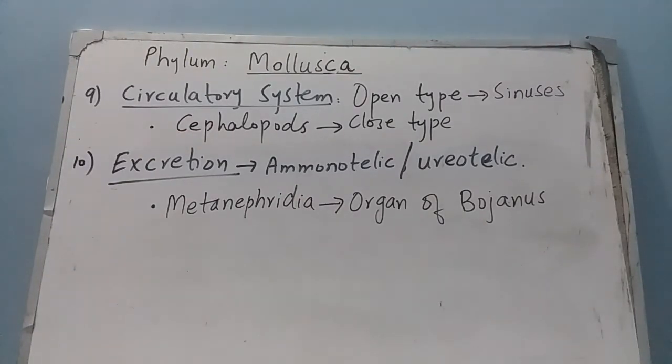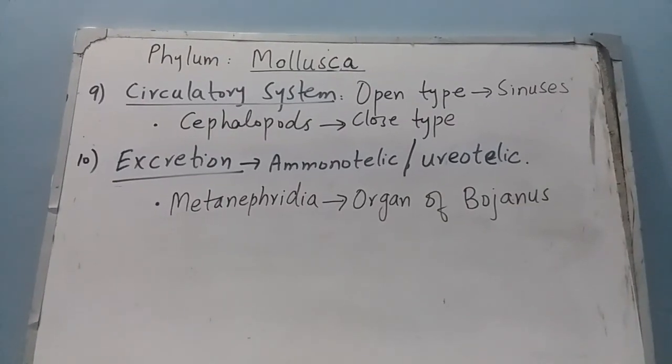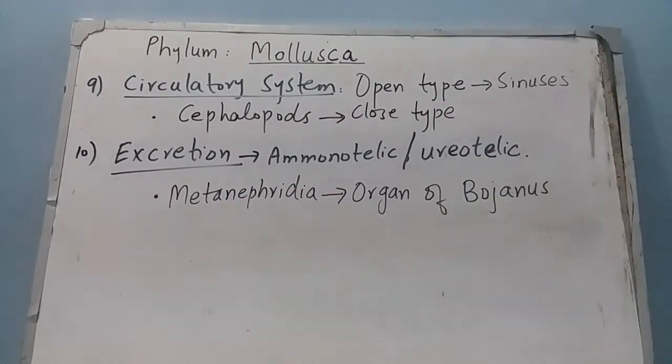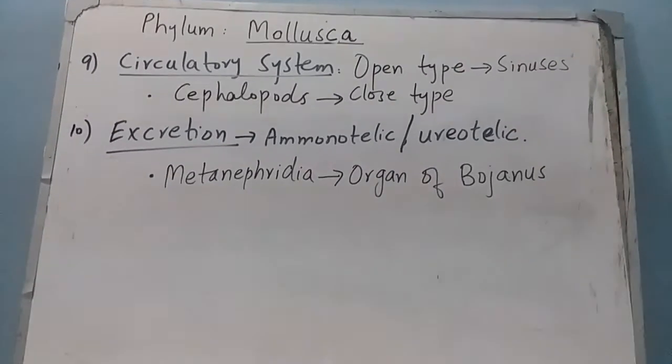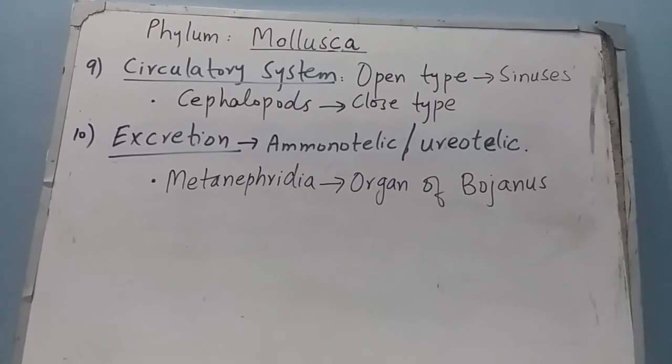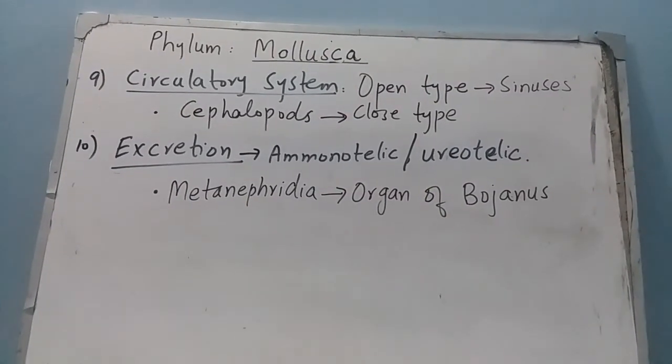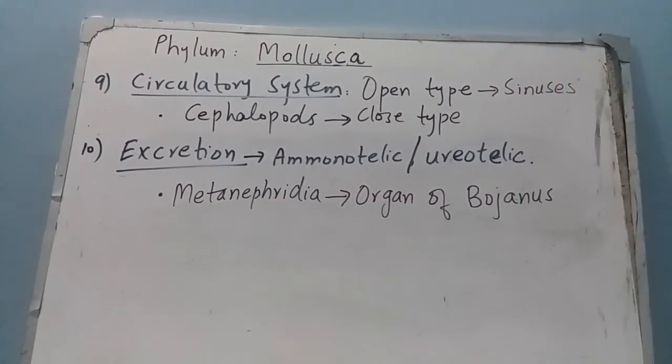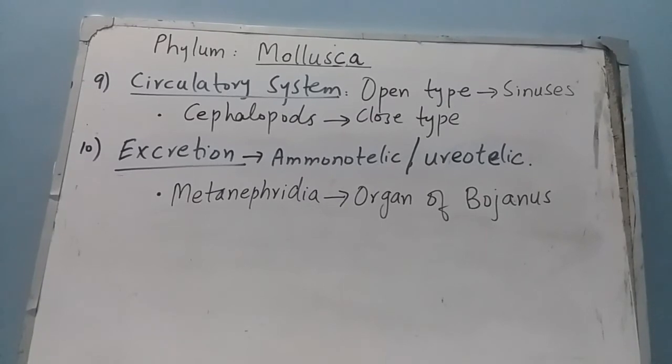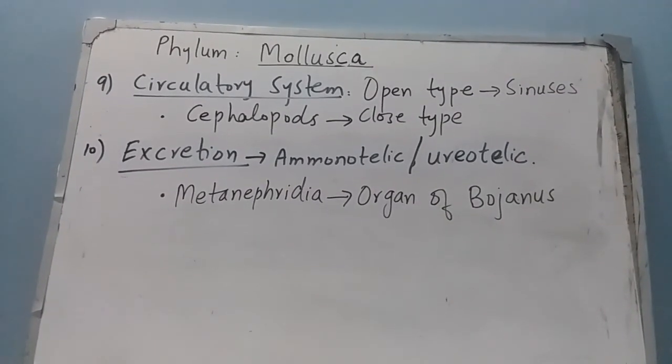And next is about the excretory system. In case of mollusks, they may be ammonotelic, excreting ammonia as a major nitrogenous waste material, or they may be ureotelic, depending upon the habitat. If the mollusks are aquatic, living in freshwater or marine, they are ammonotelic, they will excrete ammonia. And if the mollusks are living on land, they are terrestrial, so they will excrete urea.